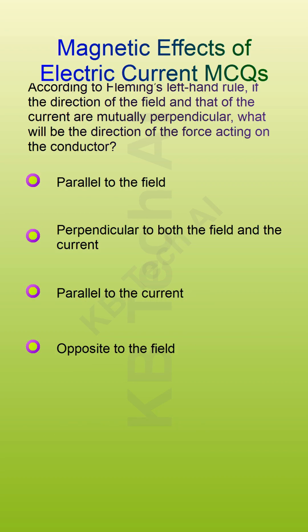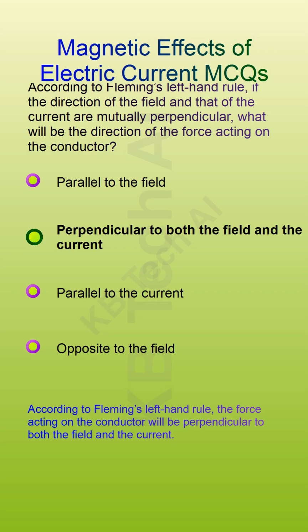According to Fleming's left-hand rule, if the direction of the field and that of the current are mutually perpendicular, what will be the direction of the force acting on the conductor? Option 1, parallel to the field. Option 2, perpendicular to both the field and the current. Option 3, parallel to the current. Option 4, opposite to the field. The answer is, option 2, perpendicular to both the field and the current.